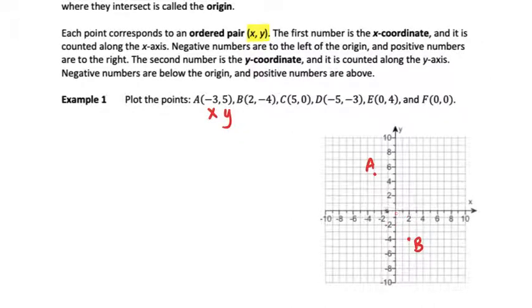Point C is 5, 0. So that means we're counting 5 to the right for the x-coordinate, and 0 up or down means that it is right on the x-axis. Point D is negative 5, negative 3. So negative 5 is the x-coordinate, and negative 3 is the y-coordinate.